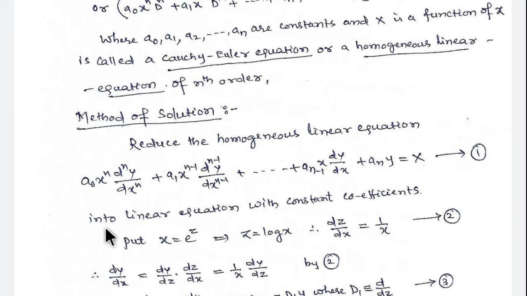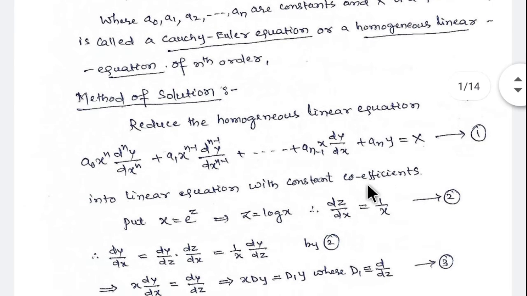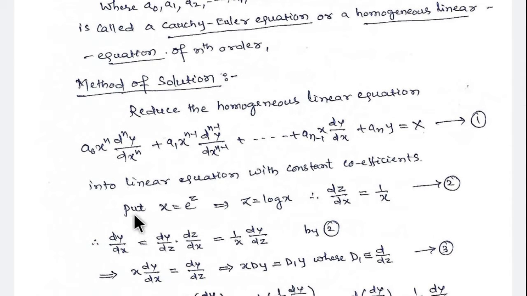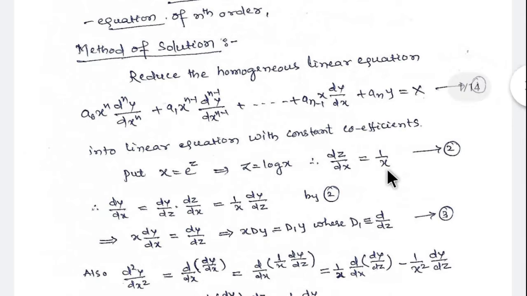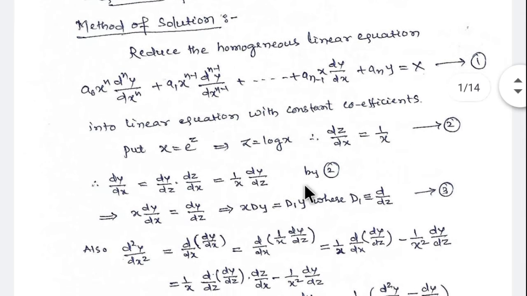This equation 1 we have to reduce into a linear equation with constant coefficients. This does not have any method of solving directly. You have to reduce this homogeneous equation into a linear equation with constant coefficients using this transformation: put x equal to e^z. Then from this you get z equal to log x. You can differentiate with respect to x: dz by dx equal to 1 by x. You call this equation 2.